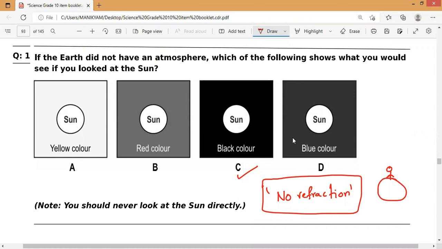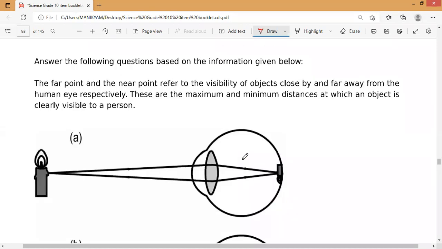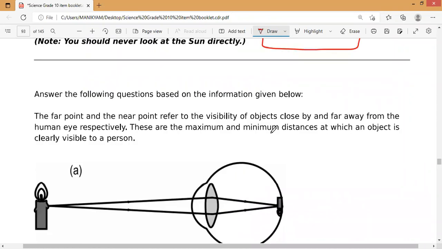Of course, it is also a complicated question for so many, but it's not for us. Next, answer the following questions based on the information given below.